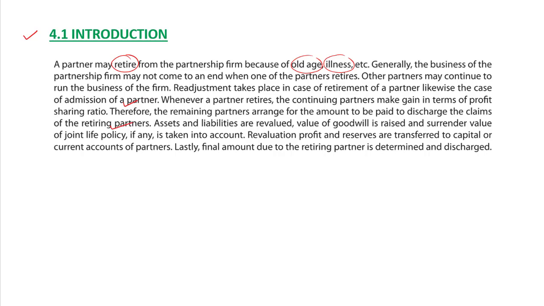Assets and liabilities are revalued, goodwill is raised, and surrender value of joint life policy, if any, is taken into account. Revaluation profit and reserves are transferred to capital and current accounts of partners. Lastly, the final amount due to the retiring partner is determined and discharged.